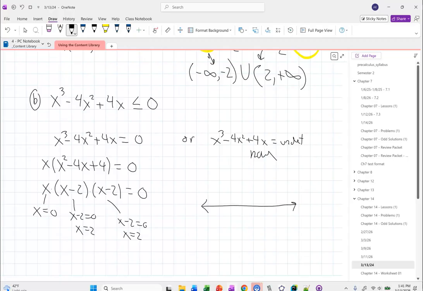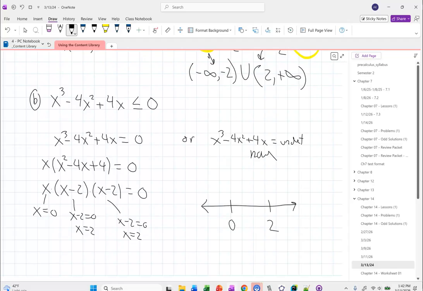We'll draw our sign diagram. What numbers are going to go on my sign diagram? 0 and 2. What order do they need to be in? Smallest to biggest. They have to go where they go on the number line, people.